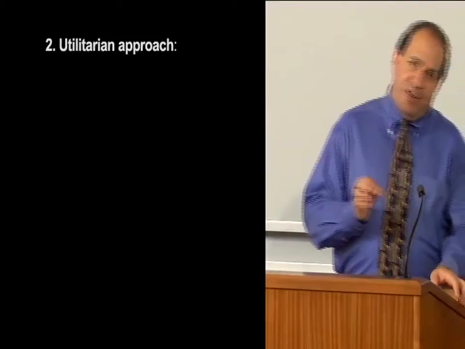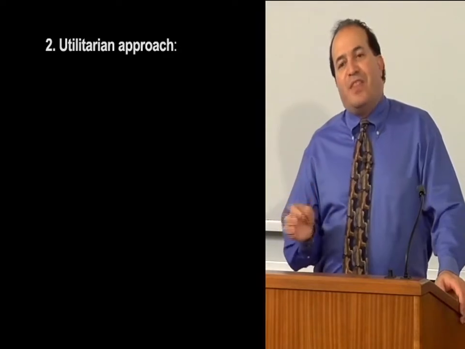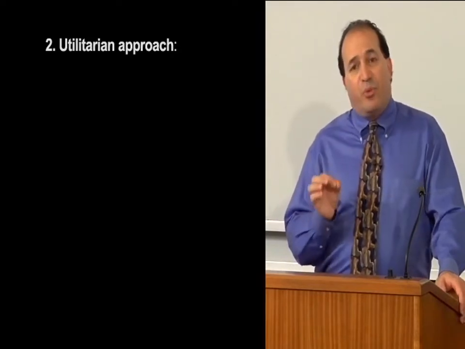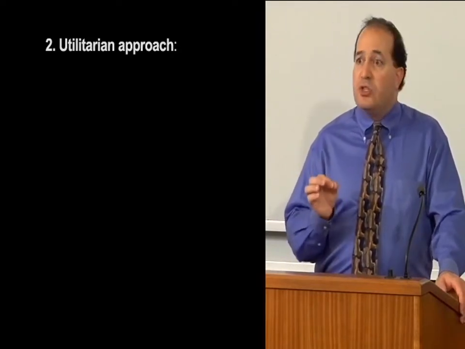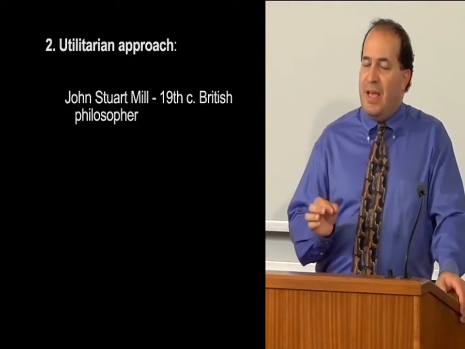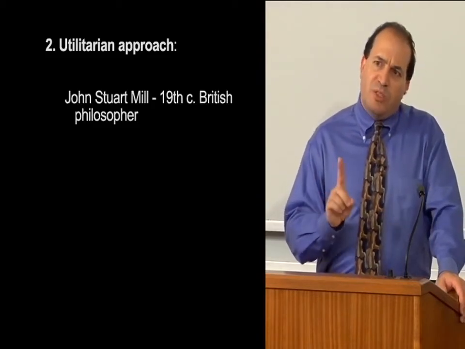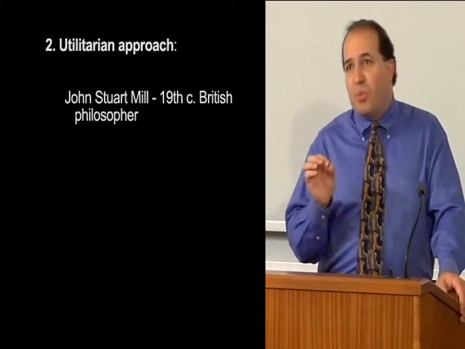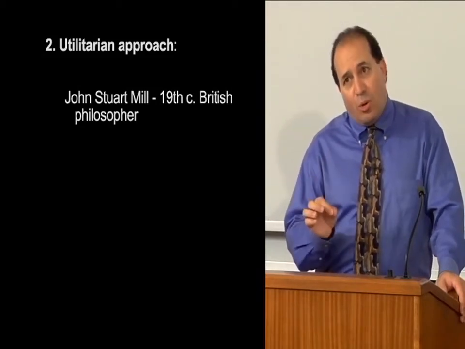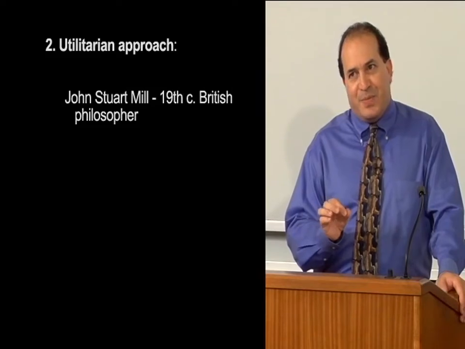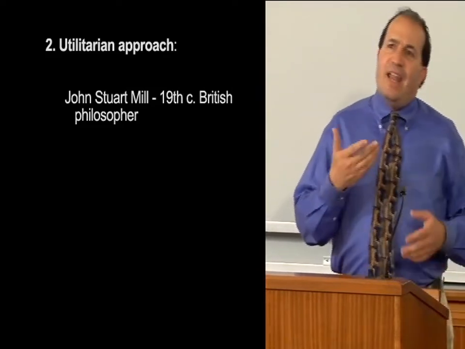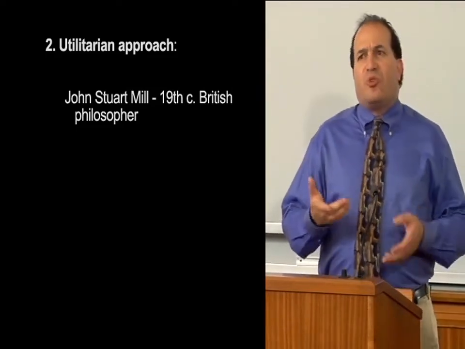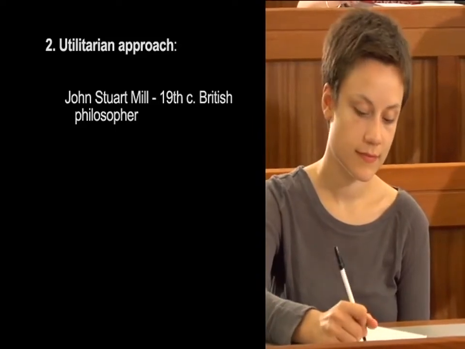The utilitarian approach was made popular in the 19th century by British philosopher John Stuart Mill. In this approach, the most important thing is not individual rights. The most important thing is making the world a better place. So, here, an ethical action is one that creates the greatest amount of good.